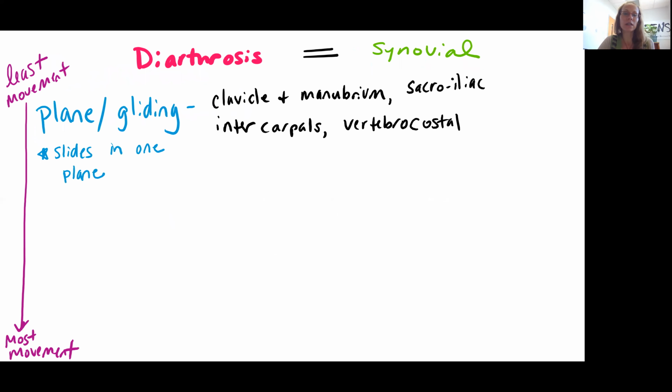The first one on our list then is the plane joint, or it can also be described as gliding. Our textbook currently says plane. The definition of a plane joint is that it slides in one plane, so it's gliding in one direction. This includes the joint between the clavicle and the manubrium, the sacroiliac joint, intercarpal, so that means in between your carpal bones, and the vertebrocostal joint, so that's the vertebrae and the ribs. Costal is rib.